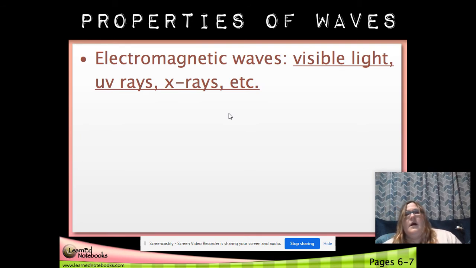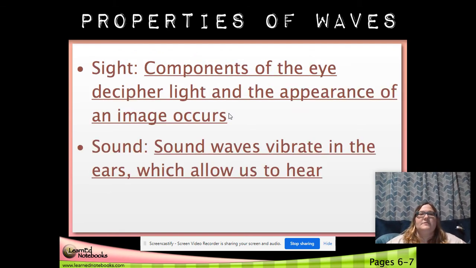Electromagnetic waves. That's visible light, UV, X-ray. It's all parts of the spectrum. Remember, there's 7 different types of waves in the electromagnetic spectrum.